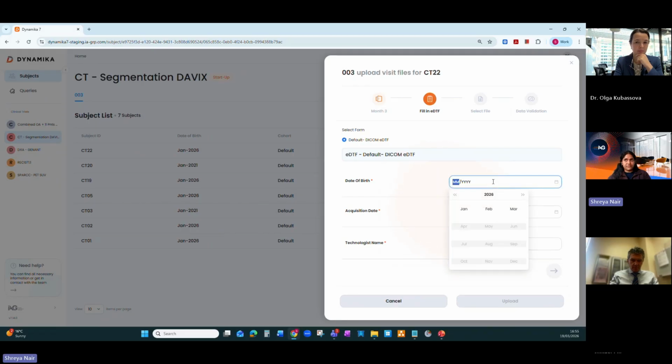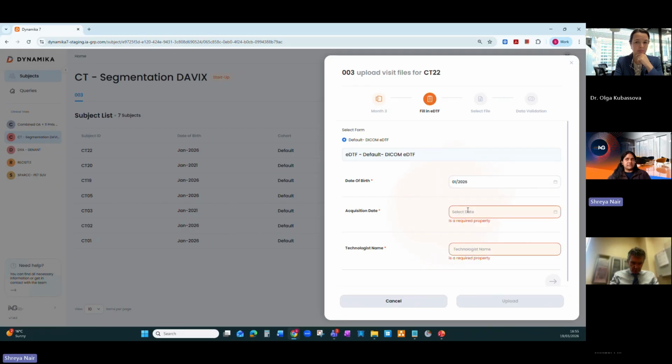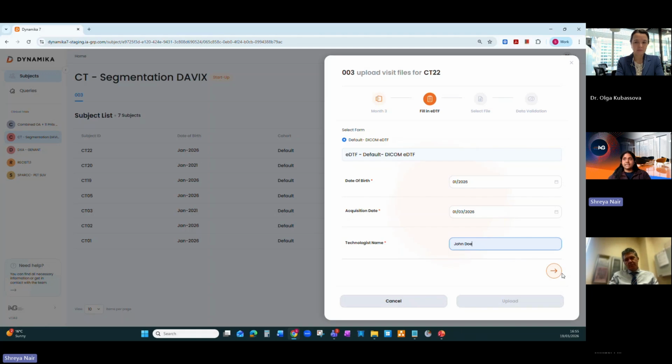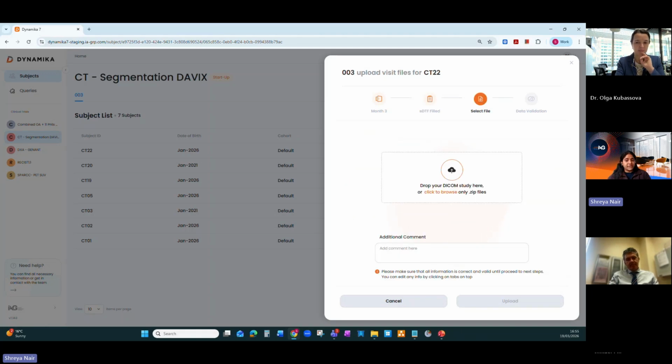I fill in the EDTF form. So I need to fill in the month and year for the subject, when this image was acquired, and who is uploading this image. Go in next, and I just need to drag and drop my DICOM files. I have a zipped DICOM file ready with me, so I'm just going to drag and drop it here, and I'm going to upload it.